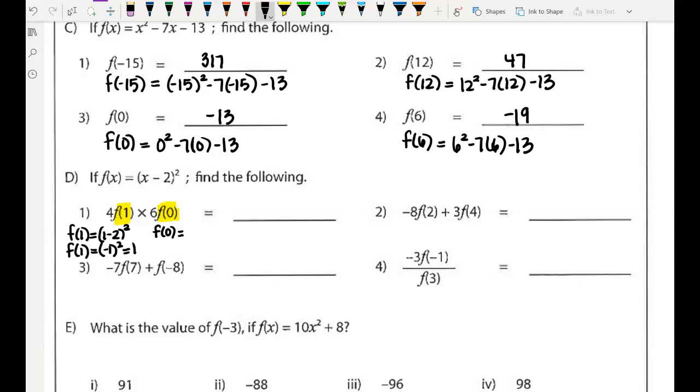F of 0 would be 0 minus 2 quantity squared. So f of 0 is negative 2 squared, which is positive 4. Now I have to do the other math. So I have 4 times 1 times 6 times 4, which is 4 times 24, which equals 96. So we have to do the function part first, and then do the math they want us to do with the function part.